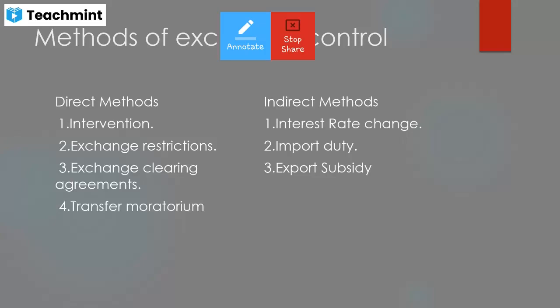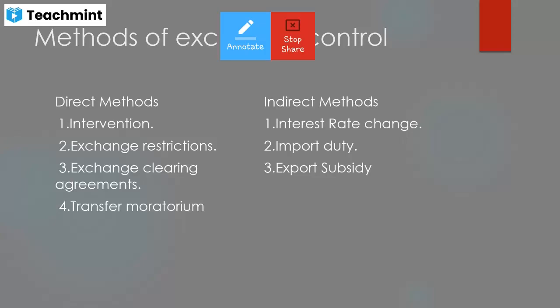Yes, is it clear? And come to the next point, the indirect methods. What are the indirect methods? Three are given here: interest rate change, import duty, export subsidy. Yes, what is this interest rate change? Changing the rate of interest is an indirect method, not direct.